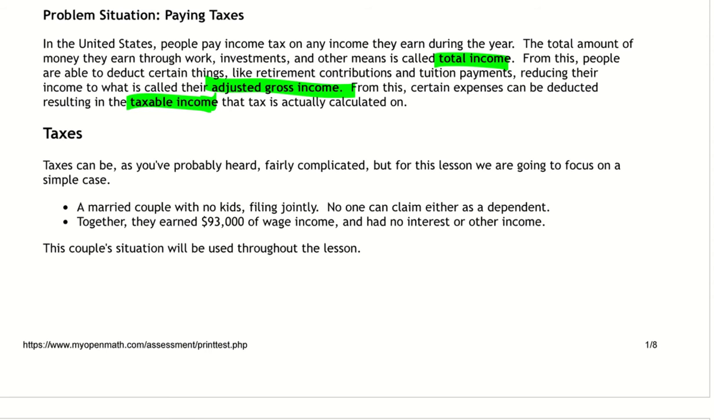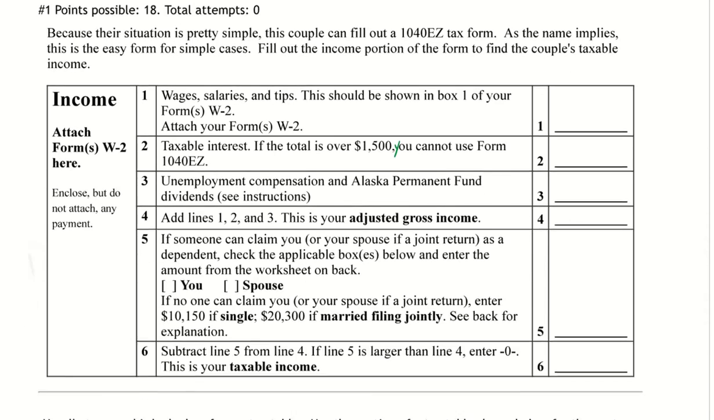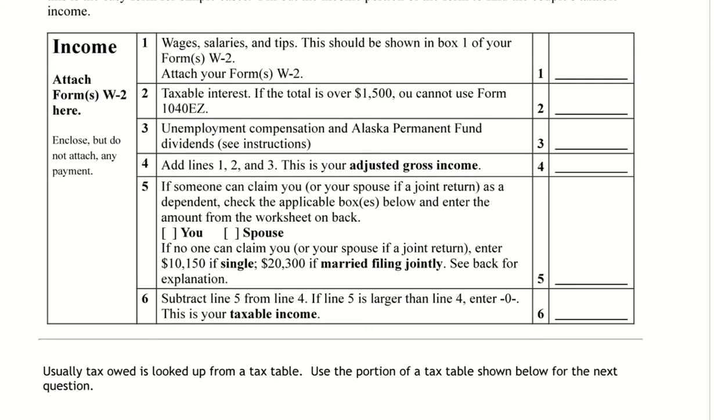We're given this scenario: married couple, no kids, filing jointly. Together they make $93,000 and no other income. So for number one, you're just going to use that information to fill in these boxes. Wages is $93,000. They don't have any other income. They can't claim each other, but they're filing jointly, so they can deduct $20,300. And then we subtract them, so we get $72,700.